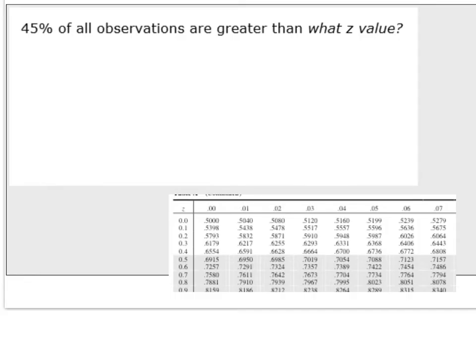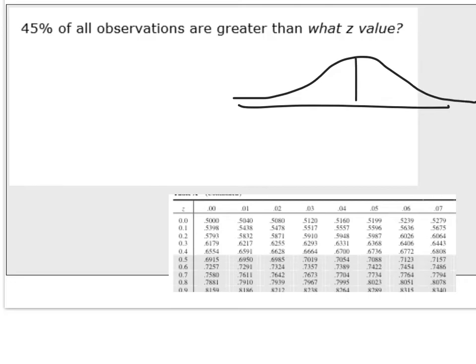The second question wants to know 45% of all observations are greater than what z-value? So careful with this sketch. 45% of all observations are greater than. So we're talking right here, this is the top 45%. So we want to know what percent are greater than that. I want to know this particular z-score.